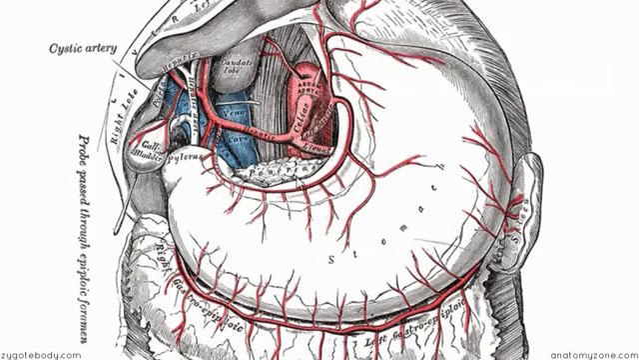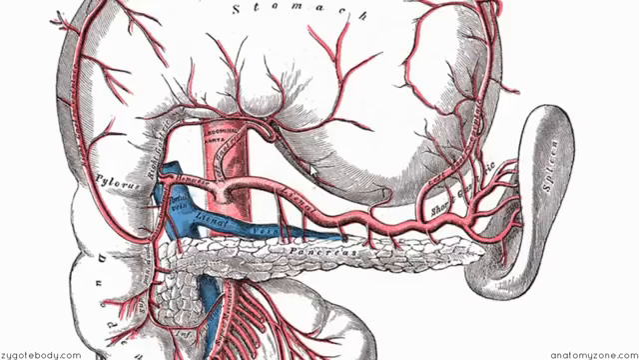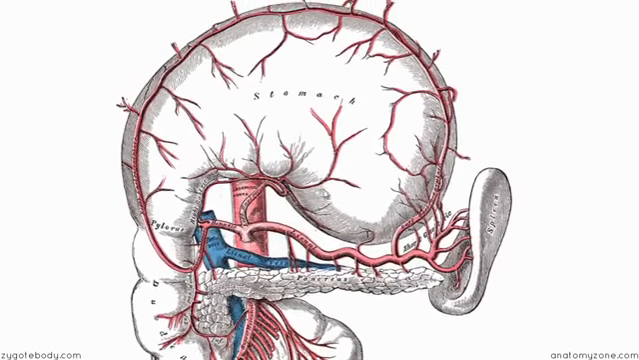So what we're going to do is switch to another diagram now, and we're going to flip the stomach up. So just imagine we're going to take the stomach and flip it over to the top, and we're going to look at the splenic artery, and we'll be able to see the pancreas below.